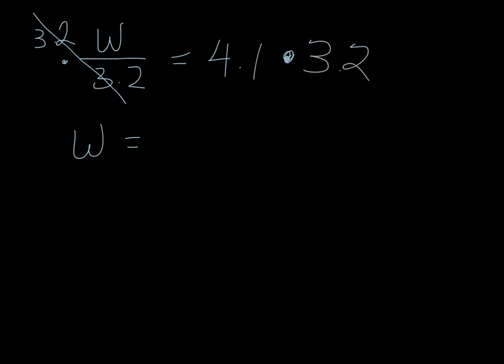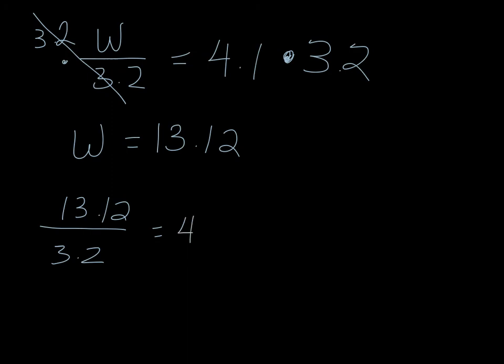4.1 times 3.2 equals 13.12. Let's check it out. I'm replacing the W with 13.12 divided by 3.2. Okay, you do it. And what do you get? 4.1? Great. We did our work correctly. And that, students, is solving one-step equations using decimals.